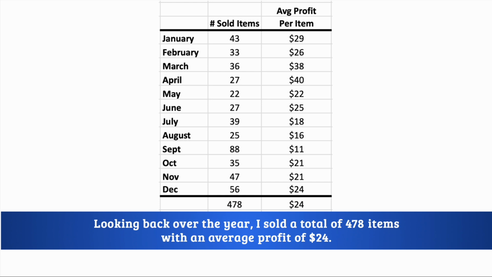So looking back over the year, I sold a total of 478 items. These are thrifted / garage sale type items with an average profit per item of $24. And yes, I had some crappy months. In September, I sold so many items, 88 items, because I auctioned off a lot of my inventory in preparation to move from Atlanta to Greenville, South Carolina.